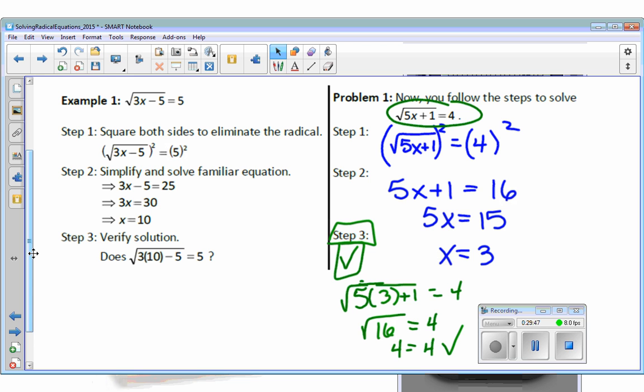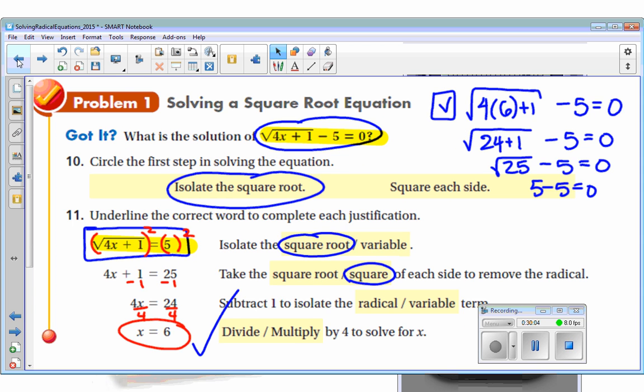Now I want to check it on the calculator. Now here is where I need everyone to pay attention. Okay? I'm plugging in the original problem, but here's the issue. The previous problem, it did what? It equaled 0. Now it doesn't.